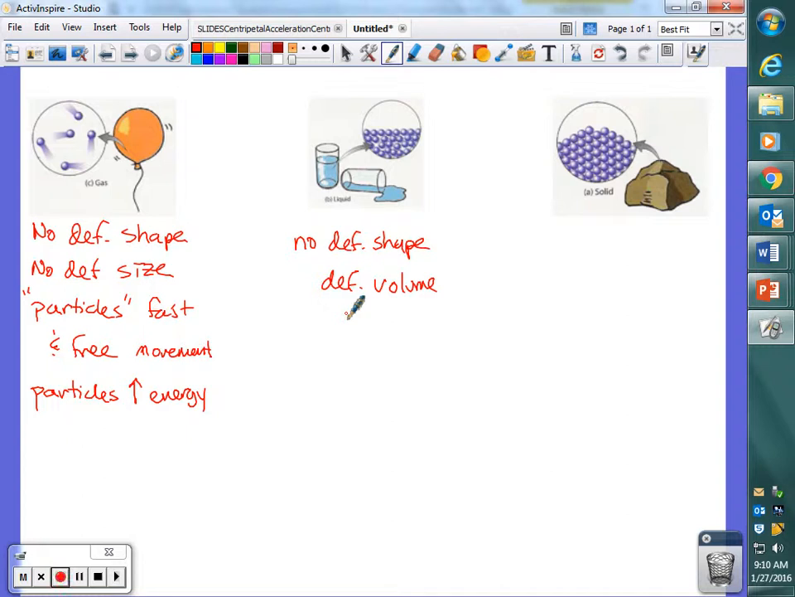Right? So, let's say that they move freely, but do they move fast? Not as much as gases, right? So they move freely, but we have to keep that in comparison to our movement of gases, right? They can move freely, but not necessarily fast. Why not? They're denser. They're closer together, right?